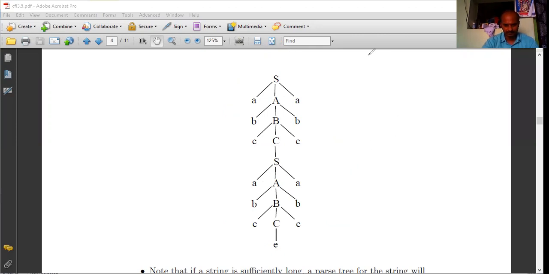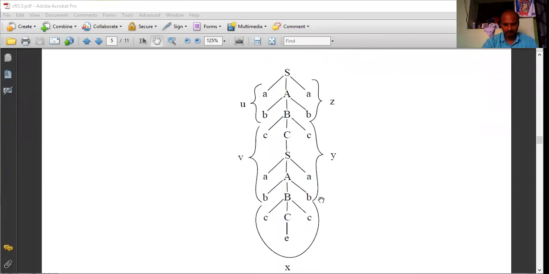Observe this, the same grammar and the same string. I am dividing this string into 5 components. That string W is to be divided into U, V, X, Y, Z. Here I am considering this as U, this as V, this as X, this as Y, and this as Z.